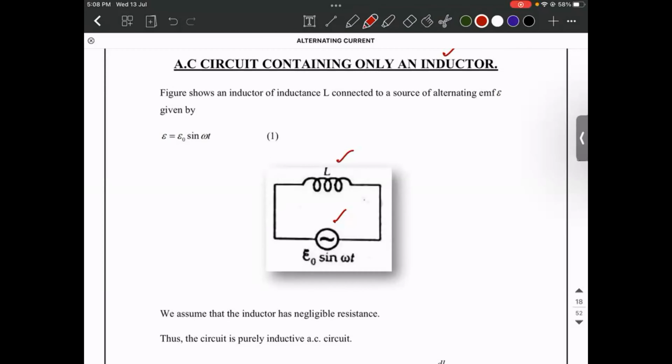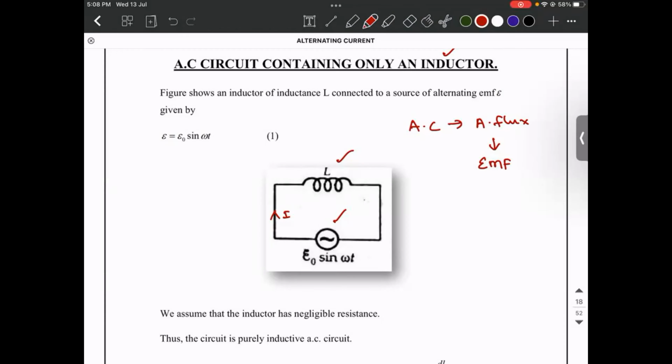Okay. When you connect this AC source across an inductor of inductance L, then the current is going to start flowing. The current flowing through the inductor is alternating current. When alternating current is flowing through the inductor, there is an alternating flux through the inductor. So alternating current will create an alternating flux, and alternating flux will create an EMF at the ends of this conductor according to Faraday's law.